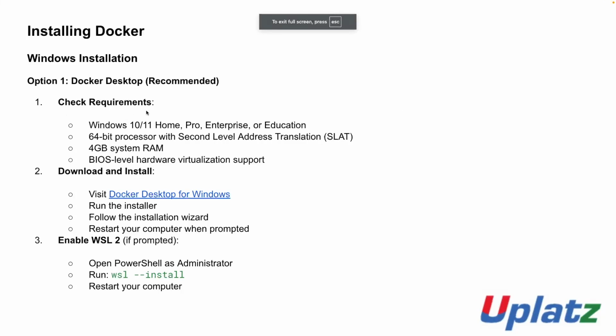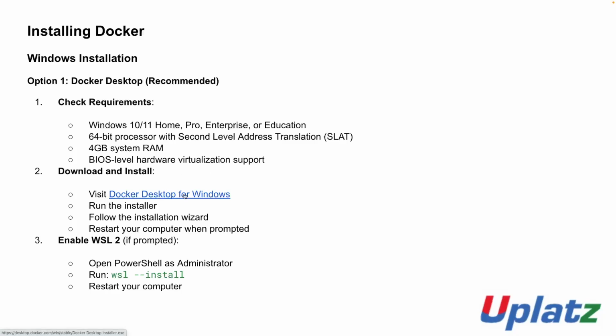Number one, check requirements. Windows 10 or 11 Home, Pro, Enterprise, or Education. 64-bit processor with second level address translation (SLAT). 4 GB system RAM. BIOS-level hardware virtualization support. Number two, download and install.